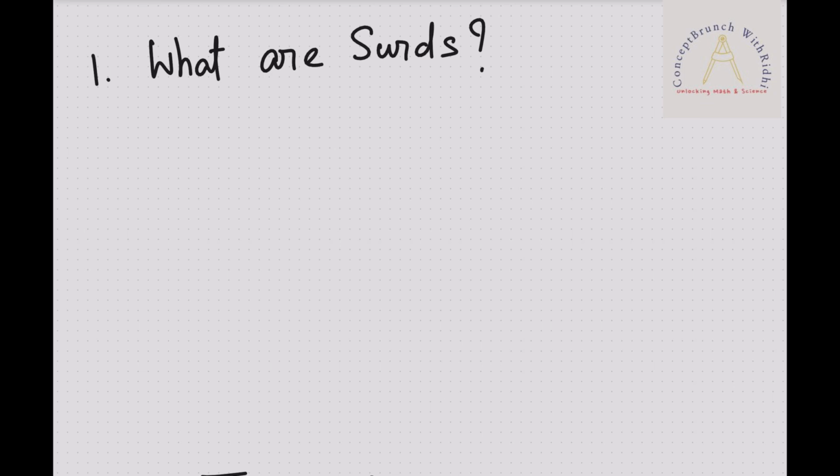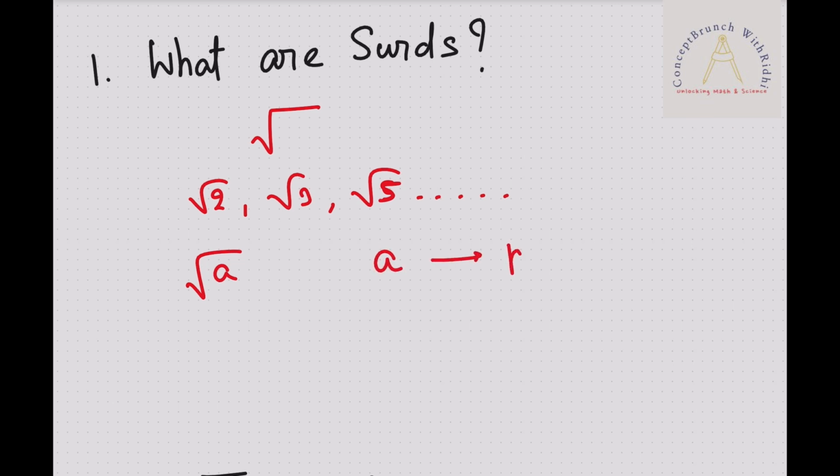So, what are surds? In simple terms, surds are irrational numbers that cannot be simplified into whole numbers or fractions. These are numbers left under the radicals, the square root sign. For example, root 2, root 3, root 5 and so on. Okay? A surd is an expression of the form root a, where a is a positive integer. Okay, so let's move ahead.